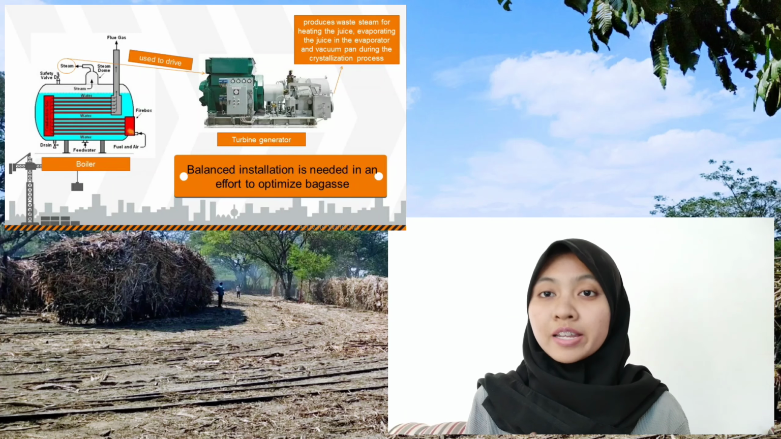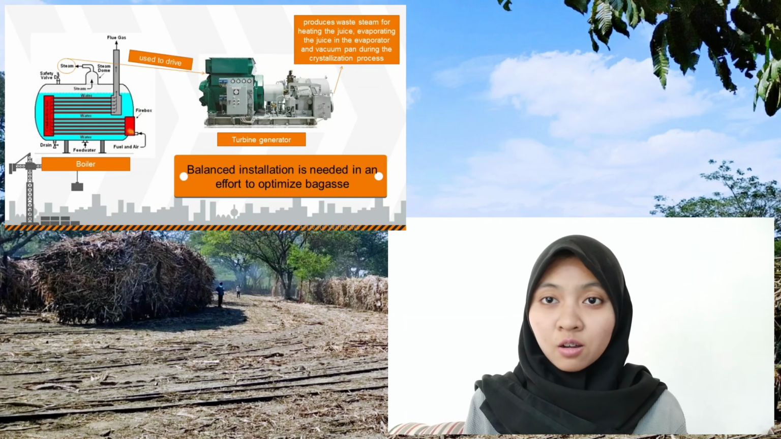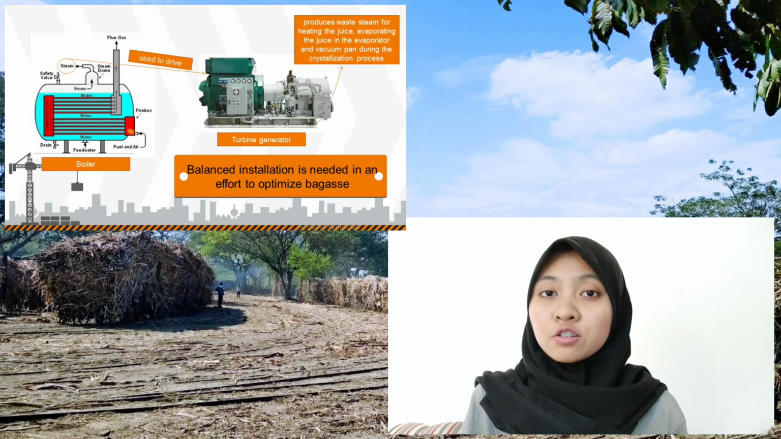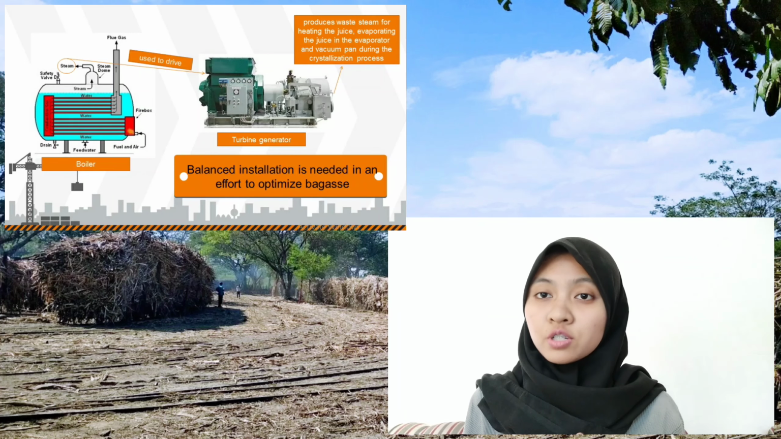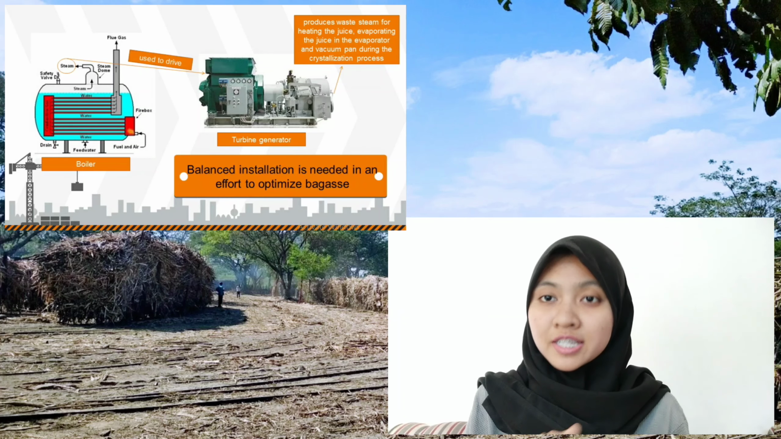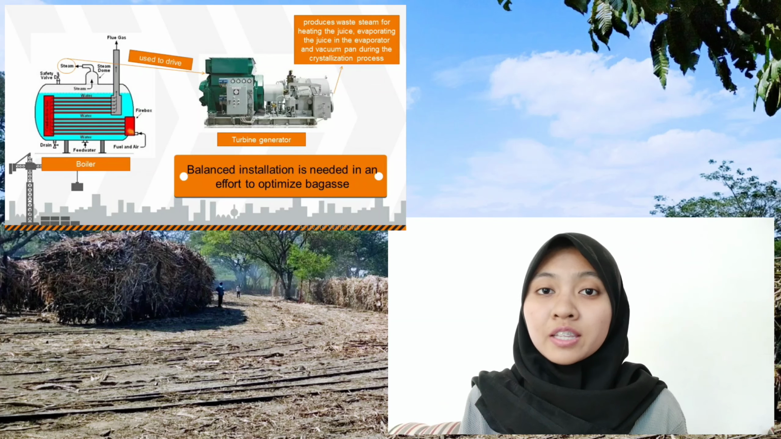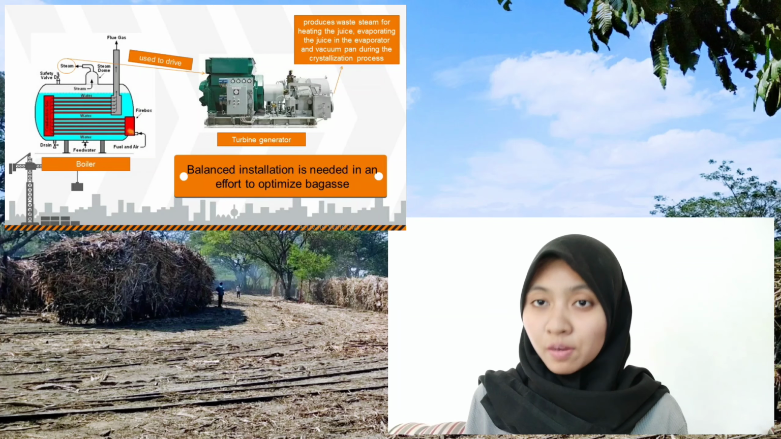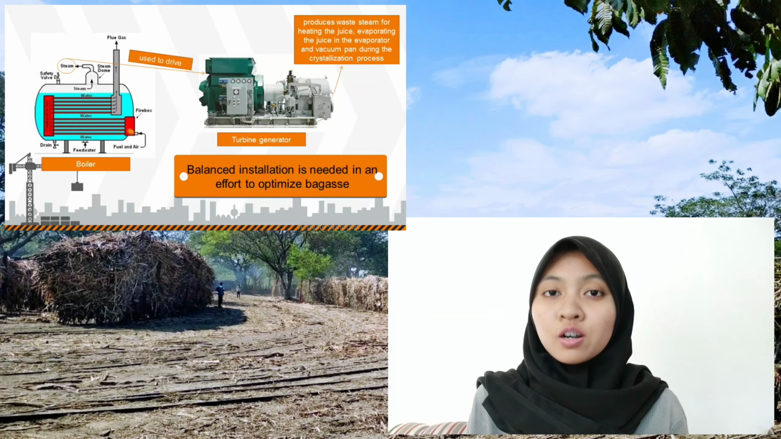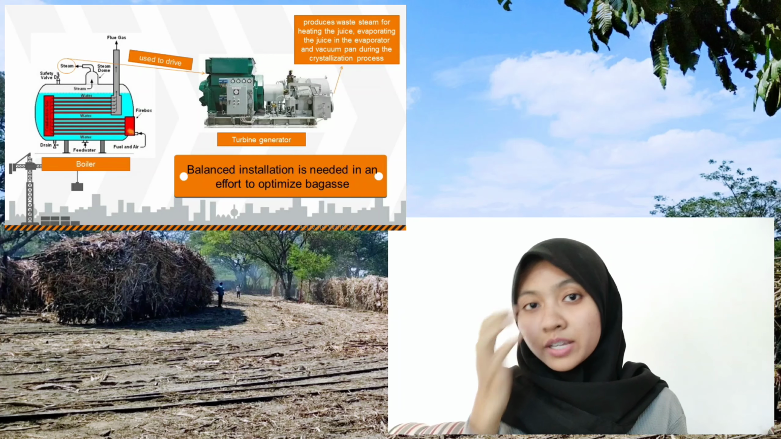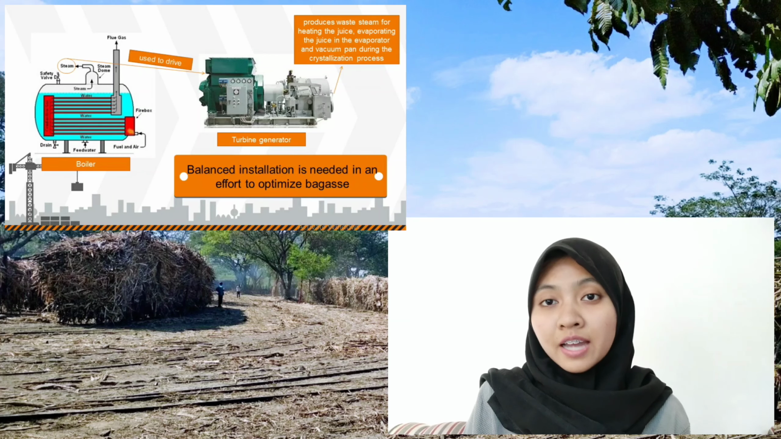The steam produced by the first bagasse combustion boiler is used to drive the turbine generator or propulsion mill. The turbine also produces waste steam for heating the juice, evaporating the juice in the evaporator, and for the vacuum pump during the crystallization process. With the use of a gas discharge system in the evaporator and the use of sugar vapor for the heating and crystallization process, a sugar mill can obtain excess bagasse of up to 29%.